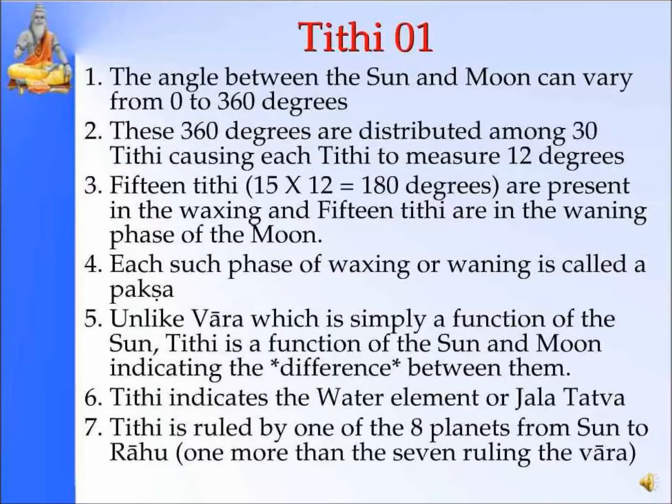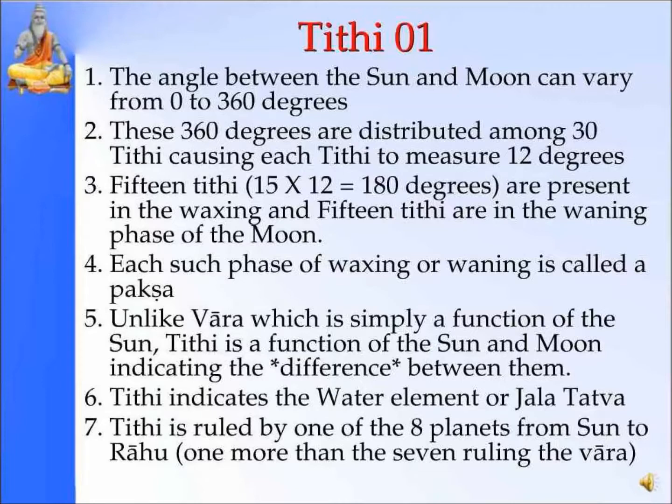Now we start a new topic, Tithi. Tithi is the angle between the sun and the moon. The angle between the sun and the moon can vary from 0 degrees to 360 degrees, which when divided by 30 gives us a Tithi span of 12 degrees. So each Tithi is equal to 12 degrees.